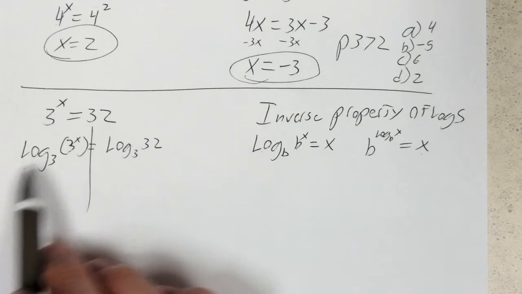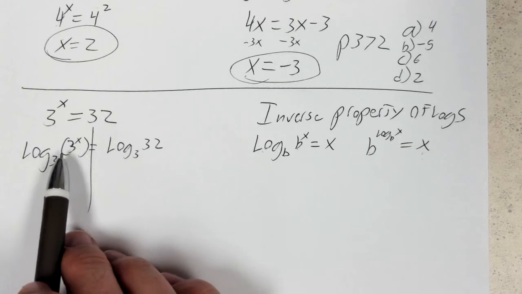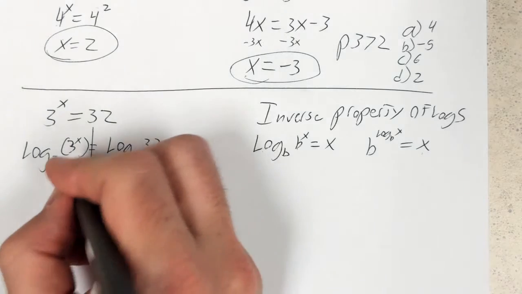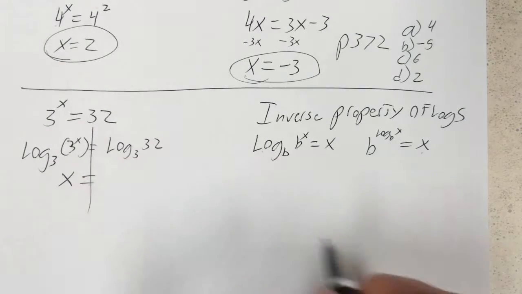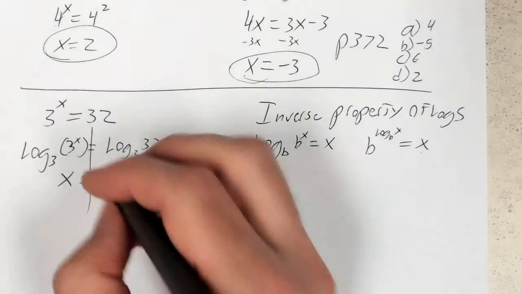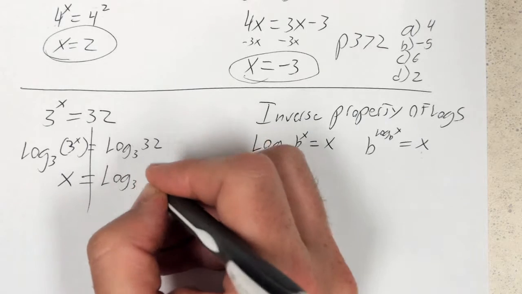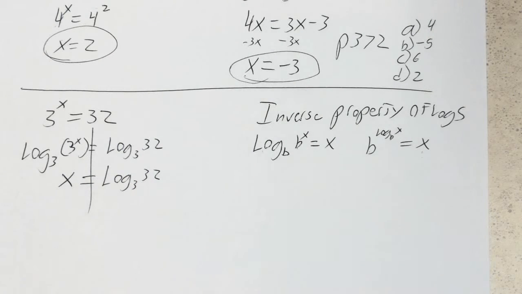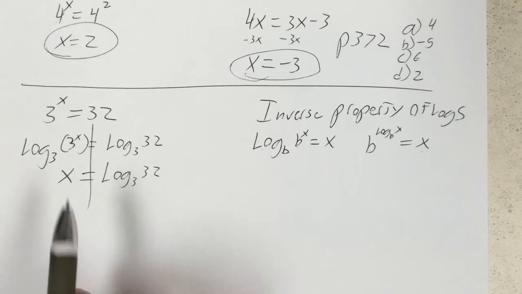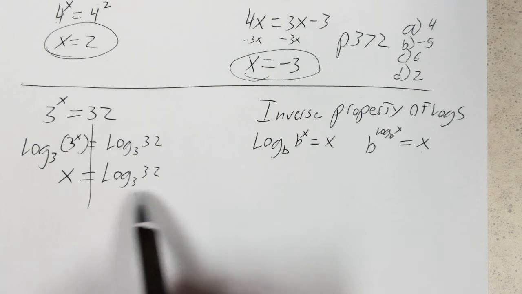Alright, well this side, log base 3 of 3 to the x, that cancels out and just gives us x. Just looking straight here. Alright, that equals, and now really it equals log base 3 of 32. Alright, and so we've solved for x, but that doesn't really mean anything to us.